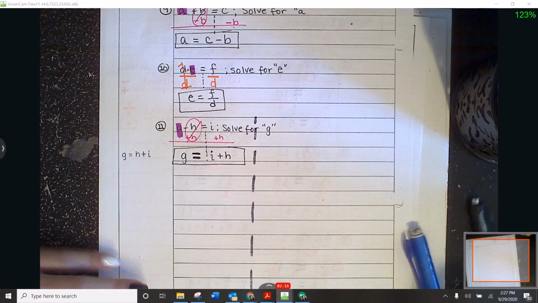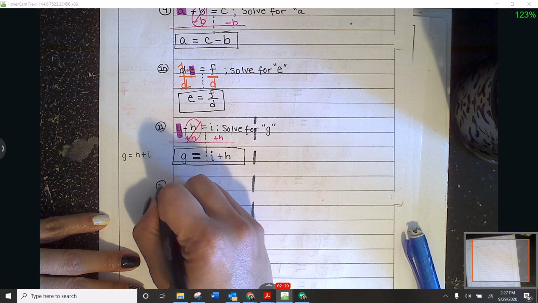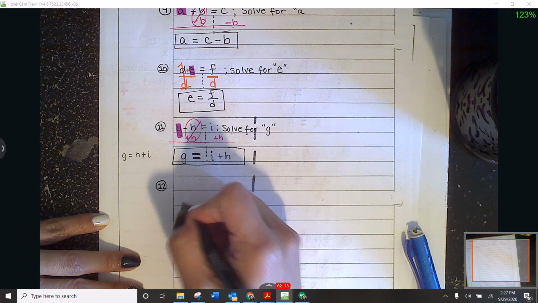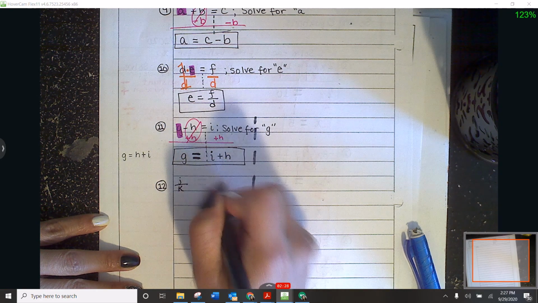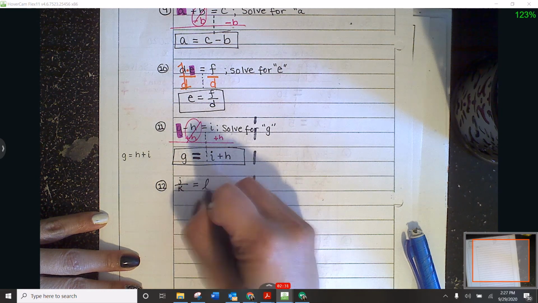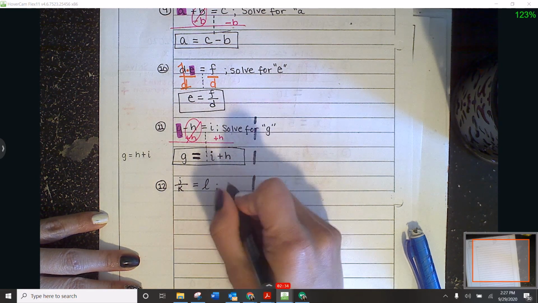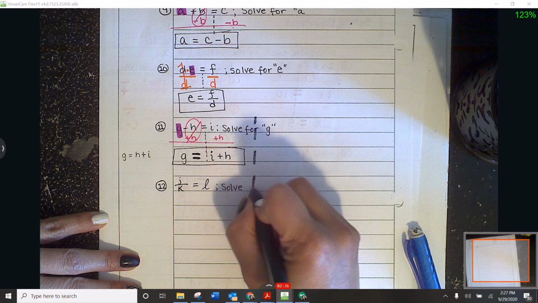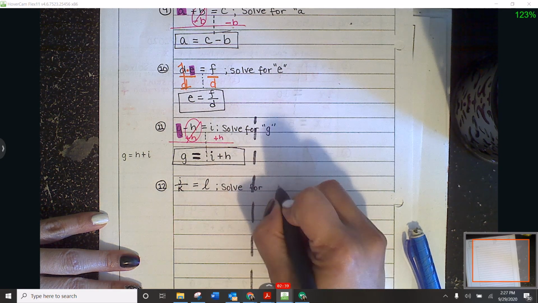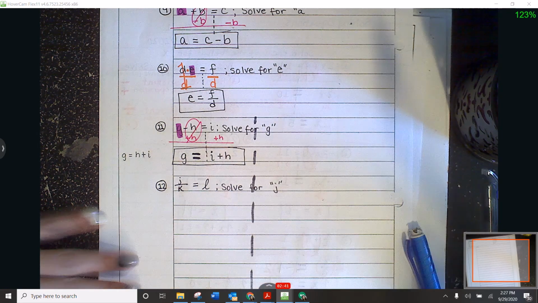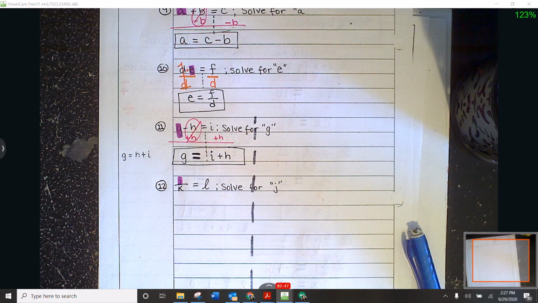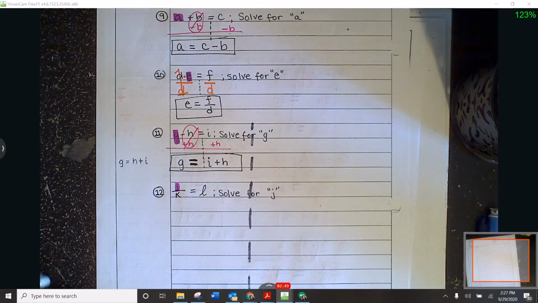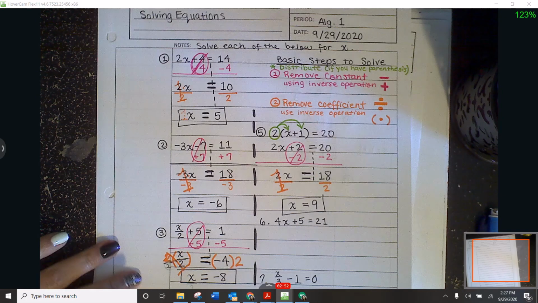Last example, example 12. Example 12 says J over K is equal to L. And it wants us to, of course, solve for J. So I'm going to grab my highlighter because I want to know which one I want to get alone. Now, number 12 is actually very similar to number 3 or 4 that we had done on the front side.